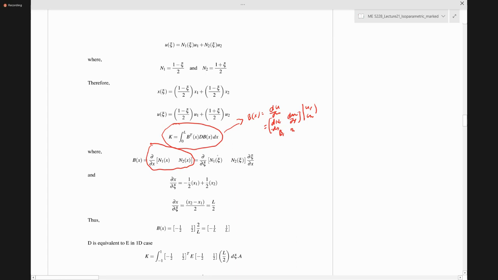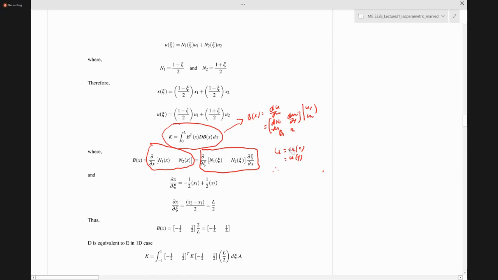Now from here to here, do you understand how to get this one? U is a function of x. U is also a function of casi. Therefore, du by dx is equal to du by d casi times d casi by dx. This is chain rule. You agree? Hello?